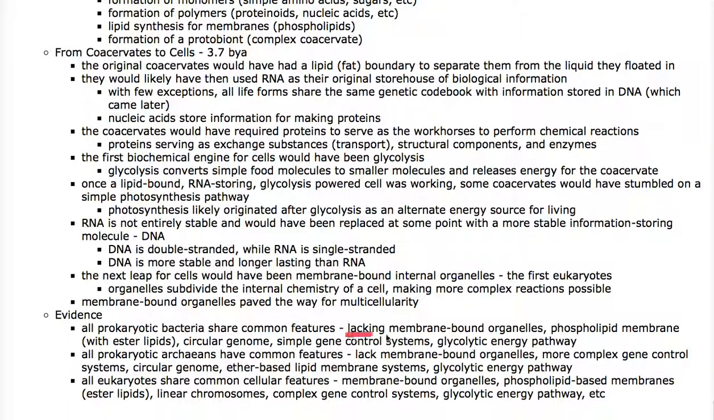They lack membrane-bound organelles. They have a phospholipid membrane with what are called ester lipids, and they have very simple gene control systems. They use glycolysis, all of them, for their energy pathway, but some of them are also aerobic, and they have other enzymes too. Other prokaryotes evolved, though, that we call archaeans. They also lack membrane-bound organelles, but they have more complex gene control systems. That allowed them to do stuff genetically that the prokaryotic bacteria could not do. They also have ether-based lipid membrane systems, and they use glycolysis as their energy pathway also.